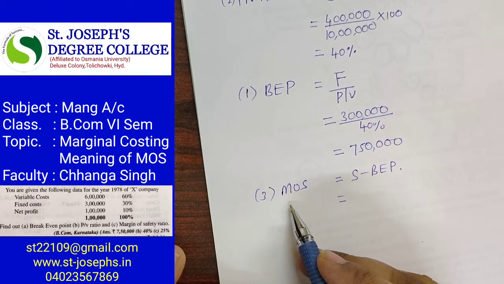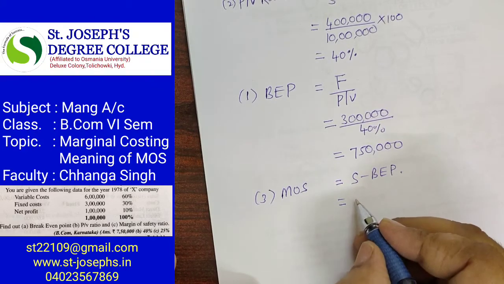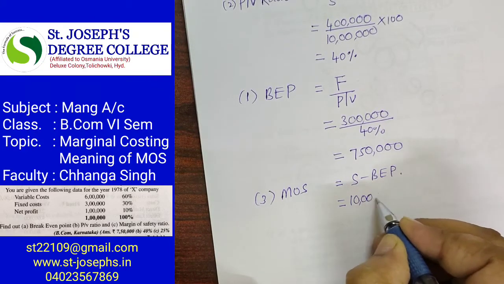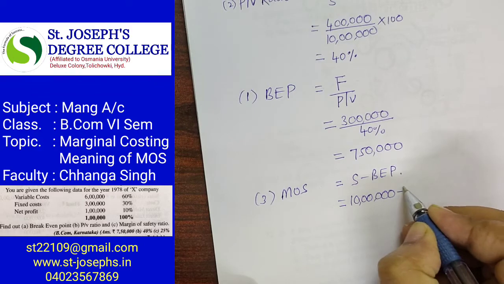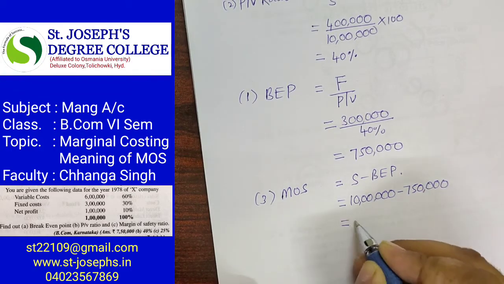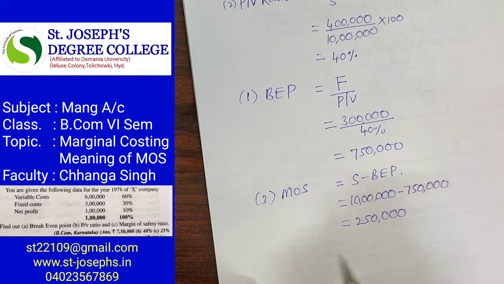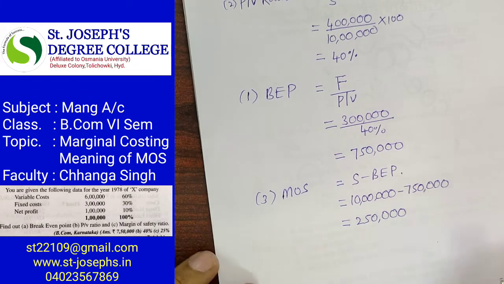Now it's time to calculate margin of safety. Sales minus BEP. Very easy. Sales is 10 lakh. Our BEP is 7,50,000. That will be 2,50,000. But this is margin of safety, not margin of safety ratio.